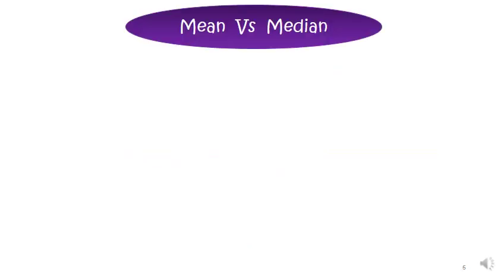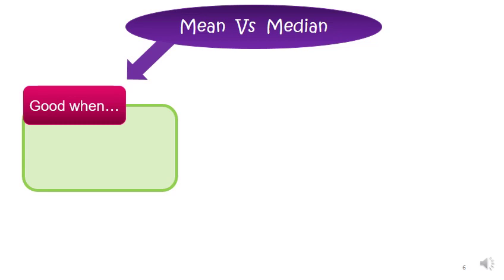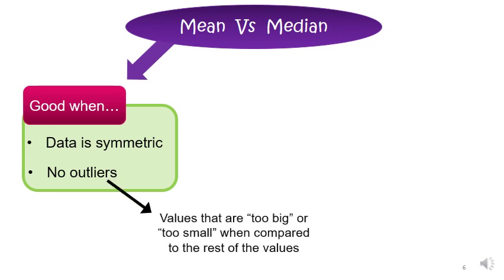Let's look now at the comparison of mean and median. When would we rather want to use the mean, and when would we rather want to use the median? The mean is great when we have data that is symmetric and where there are no outliers. Data being symmetric means it's got quite an even shape. The outliers are your extreme values, values that are too big or too small when compared to the rest of the values, sitting way out away from the rest.